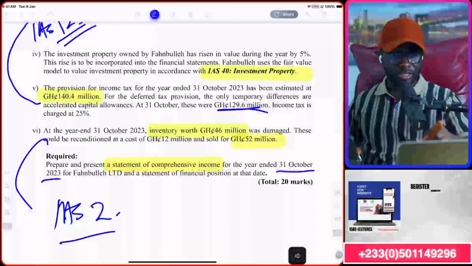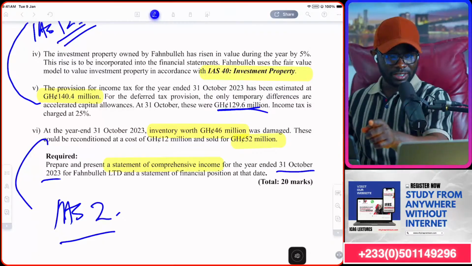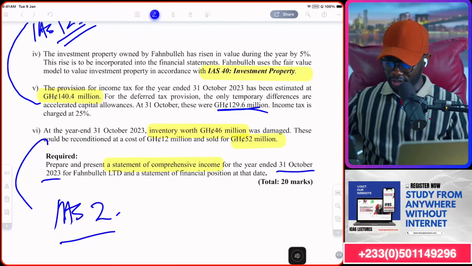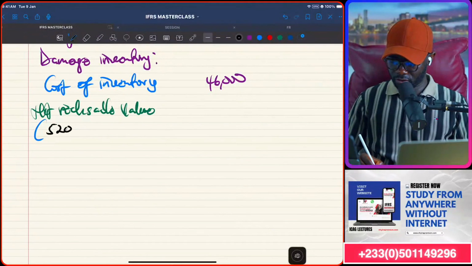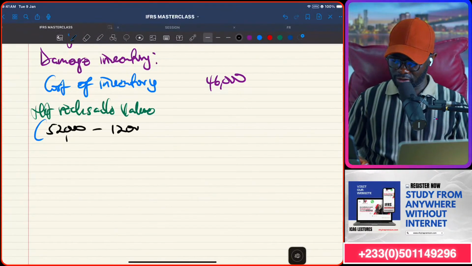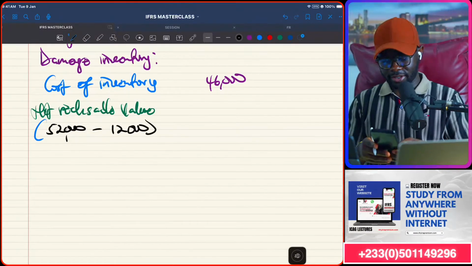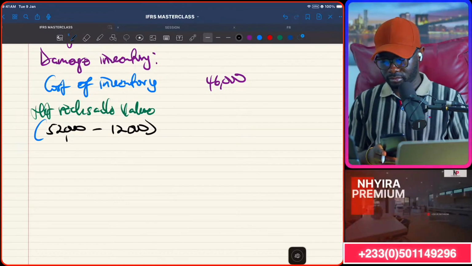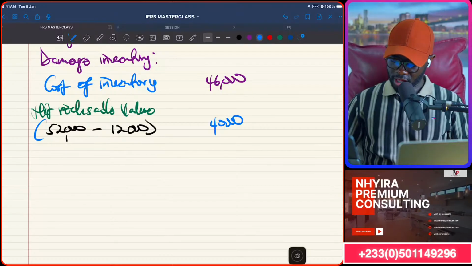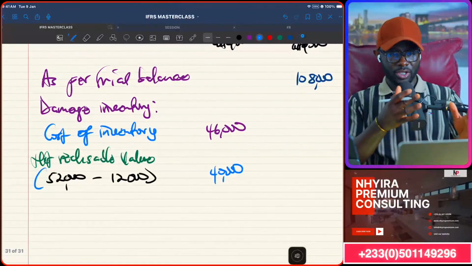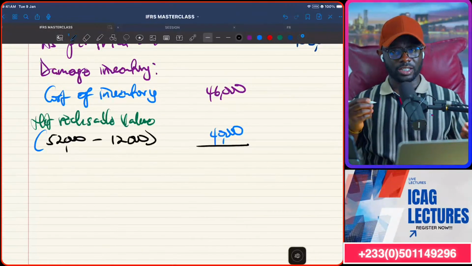And the net realizable value of that is going to be the selling price minus the cost of the repair. So 52,000 minus 12,000, the cost of the repair. All right? And that is 40,000. So the damaged inventory should be carried at the lower of cost and net realizable value. So it will be carried at the net realizable value.